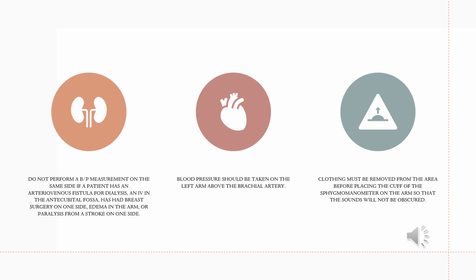Blood pressure should be taken on the left arm above the brachial artery, and that is preferred. Unless the patient has a red flag on that left side, then you can obtain a blood pressure on the right. Clothing must be removed from the area before placing the cuff of the sphygmomanometer on the arm so that the sound will not be obscured by the patient's clothing.